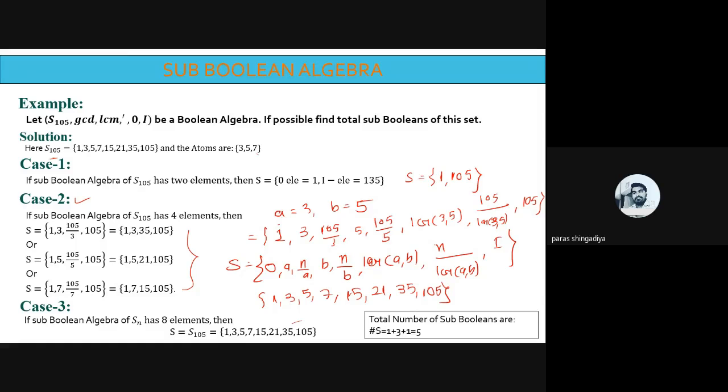Now find the total. So the total number of sub-Boolean algebras for a 2 element, it is 1 set. For a 4 element there are 3 sets. And for 8 element we have 1 set. So 1 plus 3 plus 1 is equal to 5. So the total sub-Boolean algebras we get is 5.